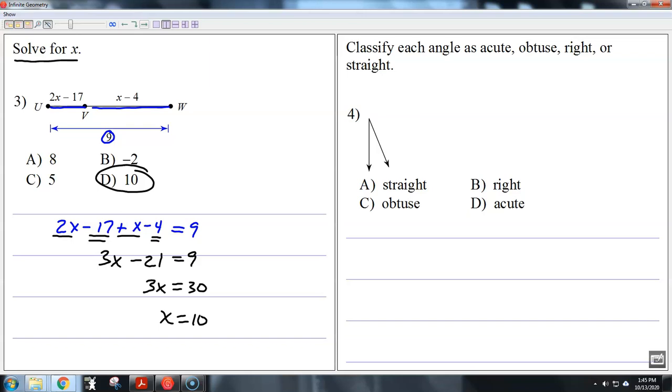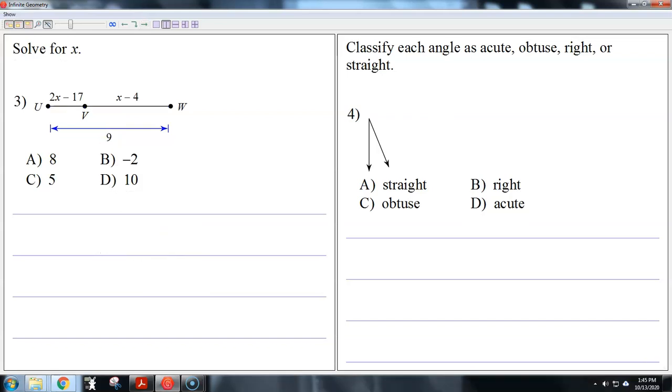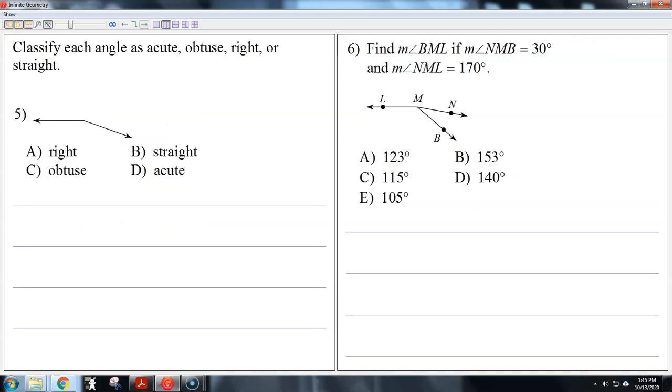Classify each angle as acute, obtuse, right, or straight. Well, this angle is less than 90 degrees, so it is an acute angle. Number 5, this angle is greater than 90. So when you are greater than 90 degrees, you are called obtuse. Remember, right angle equals 90, straight angle equals 180. Then acute is less, obtuse is more.